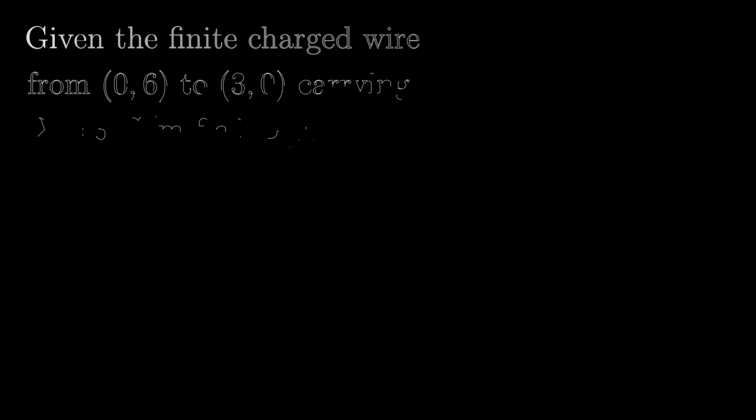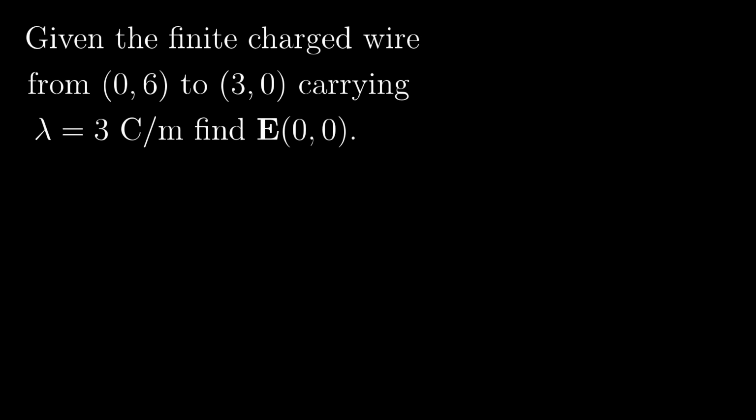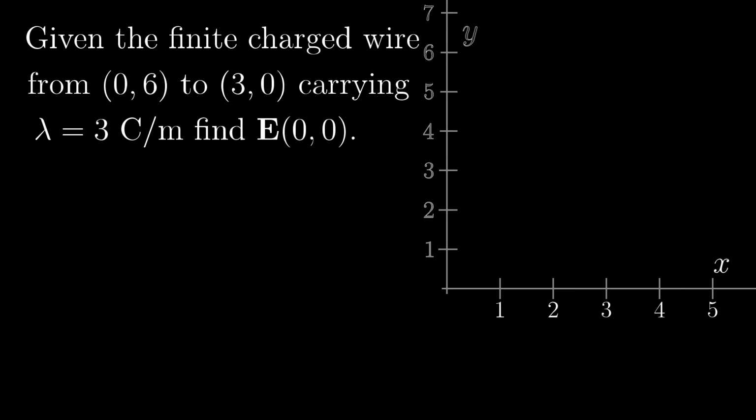Given the finite charged wire from (0,6) to (3,0) carrying a charge density of 3 coulombs per meter, find the electric field at the origin. So let's get started by interpreting the problem statement. This straight wire will be joining the 2 points (0,6) and (3,0). Now we want to find the electric field at the origin.